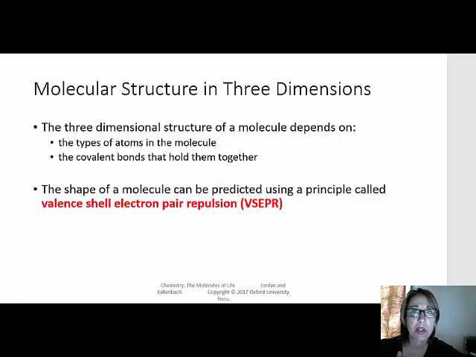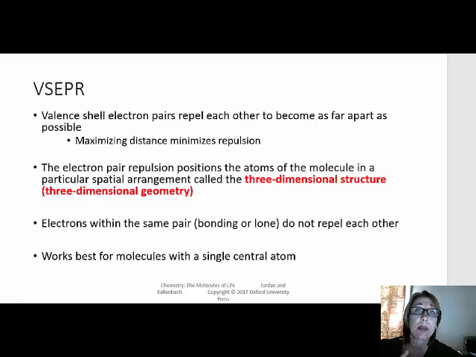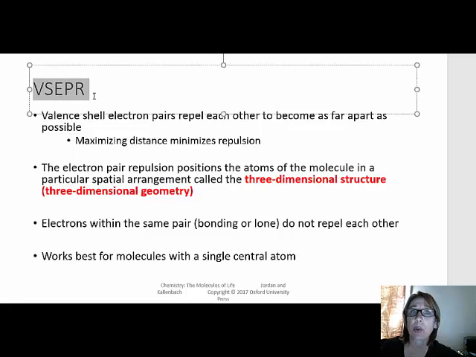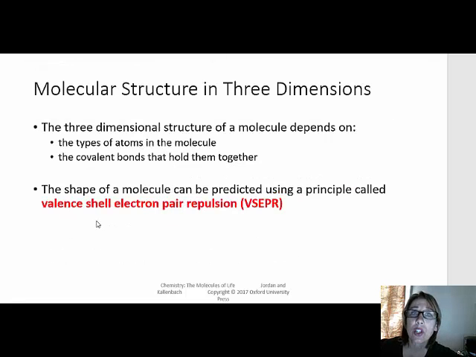Molecules exist in three dimensions, and the three-dimensional structure is really important for chemists to understand because the structure of molecules impacts their chemical reactivity and their physical properties. So a simple way that we can predict the three-dimensional geometry of a molecule is through VSEPR theory, which stands for valence shell electron pair repulsion theory.